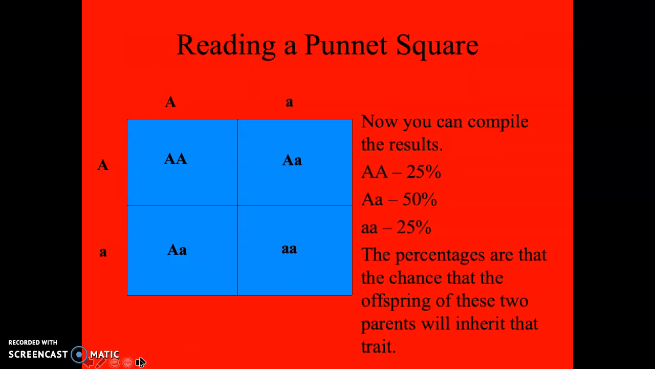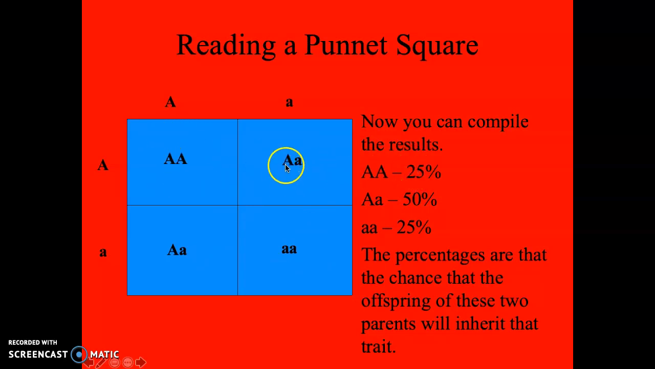So now that we've got it all filled in, we have to figure out what this means. What do our results mean? So you have to put them together. In the first box, it has a double capital A. So we know that one box represents a 25% chance. And if we look at the other three boxes, it is the only double capital A in the boxes. So we say it has a 25% chance.